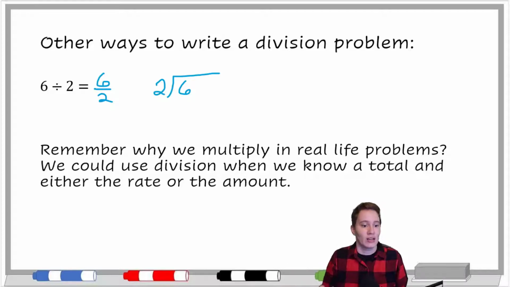The reason we multiplied in the real-life problems we talked about last time is when we have something that's the same rate happening over time or over distance or whatever it might be. That's when we would choose to multiply, because we're doing the same thing each time. Instead of adding different amounts each time, we just multiply because it's the same amount. So instead of multiplying, we might divide because we know different parts of the problem.